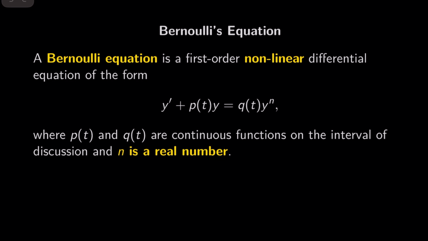Here we are saying that n should not be equal to 0 or 1, because if n is equal to 0 or 1, then you have the linear first order differential equation, and so we expect n not to be equal to 0 or 1. Here p and q are continuous functions on the interval of discussion, and n is a real number.